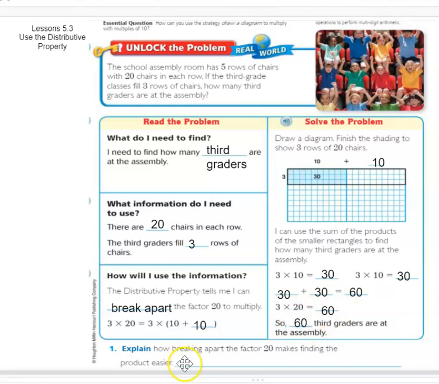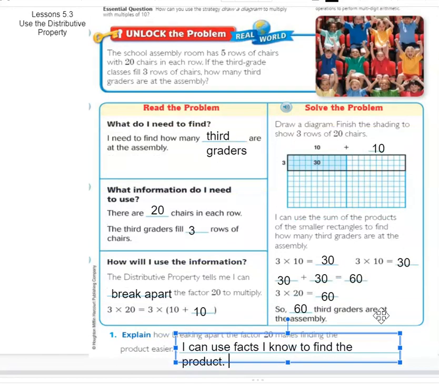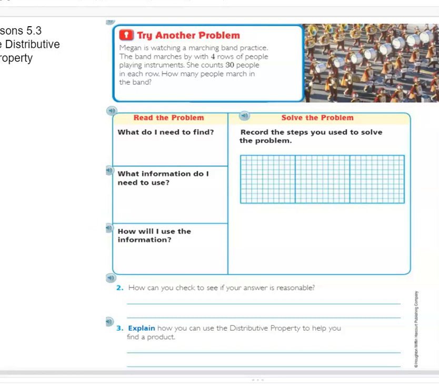Now, we have to explain here, how does breaking apart the factor 20 make finding the product easier? So let's think, well, I know that I can use facts I know to find the product. And an example of the fact that we knew is 3 times 10 equals 30. So that was the example of the fact that we knew to solve the problem. Okay, let's go on to our next problem.